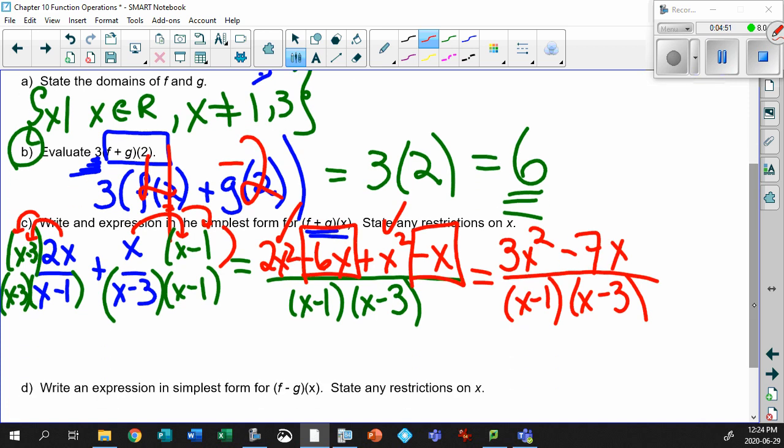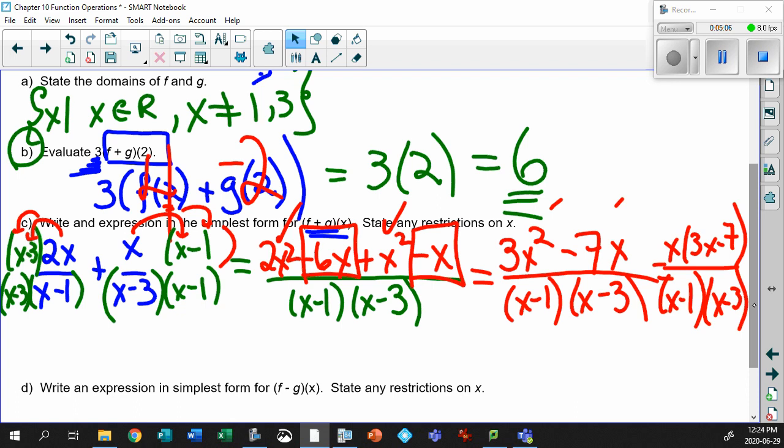Now, we can complete this by factoring out an x here and just have x times 3x minus 7 over x minus 1, x minus 3. And when we get into rational functions in a future unit, you'll see why it's really important to put everything down in factored form. That's what it looks like. Got it? Okay, so look at the next question.